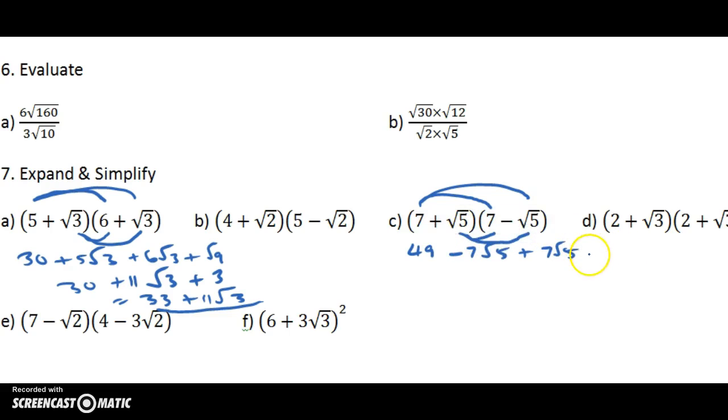And positive root 5 times negative root 5 is root 25. Minus 7 root 5, add 7 root 5, disappear. So we're left with 49 take away 5. That's what the square root of 25 is. So our answer is 44. This is important to note, and we'll come back to this later on when we do rationalising.